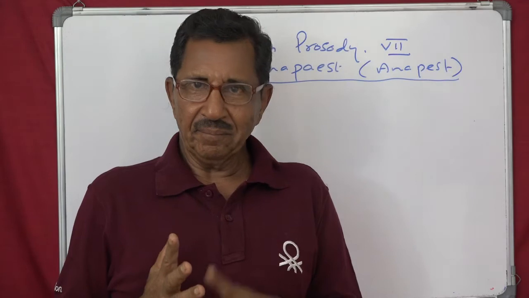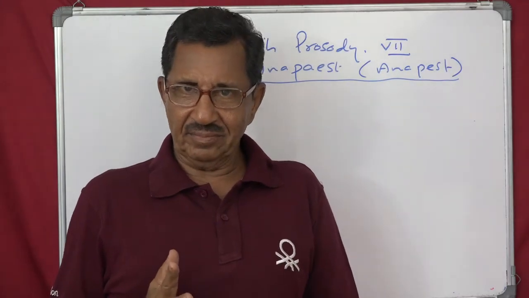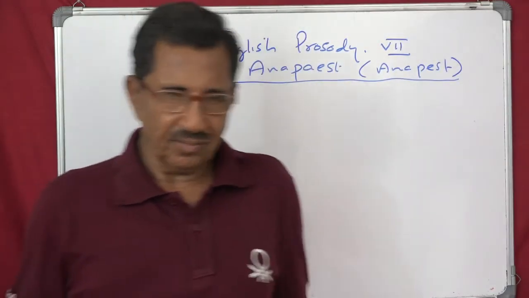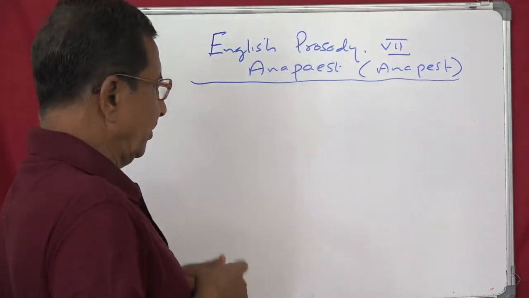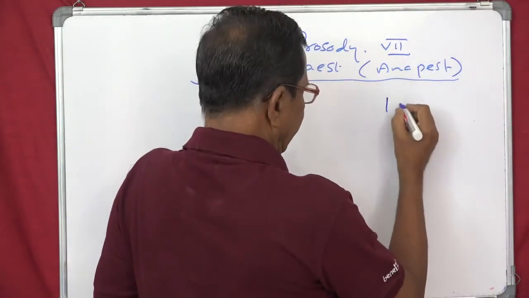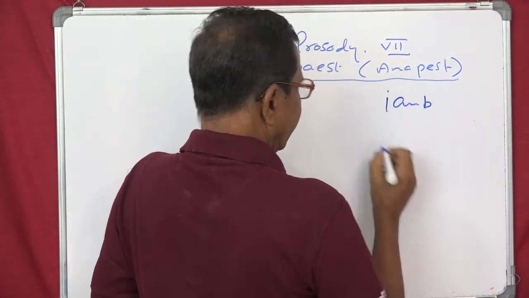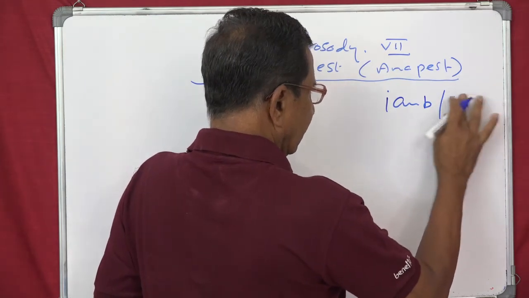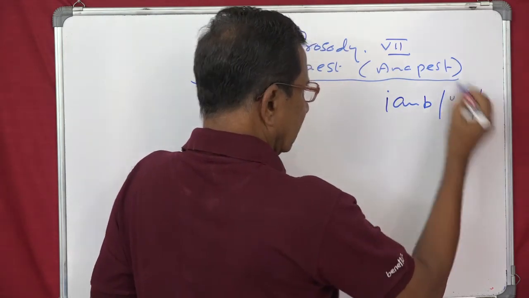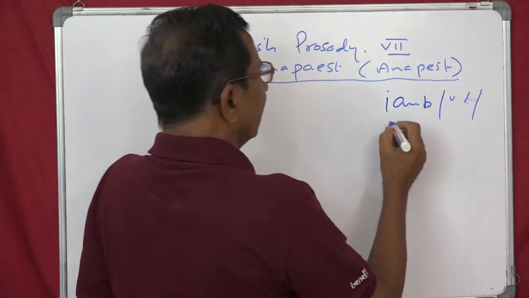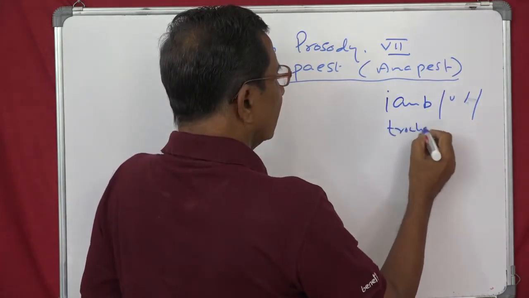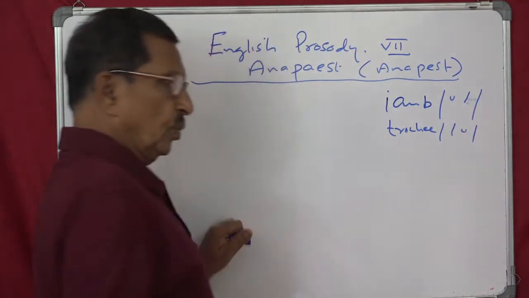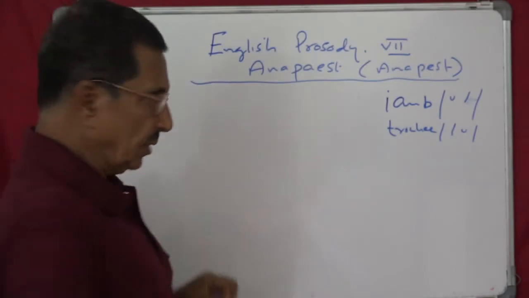Iamb, trochee, then spondee. I will write it up also, it becomes easier for you. Iamb is unstressed, stressed, or marking like this. This is stressed. Then you have got trochee, that is stressed, unstressed. Two syllable meters, two syllable.